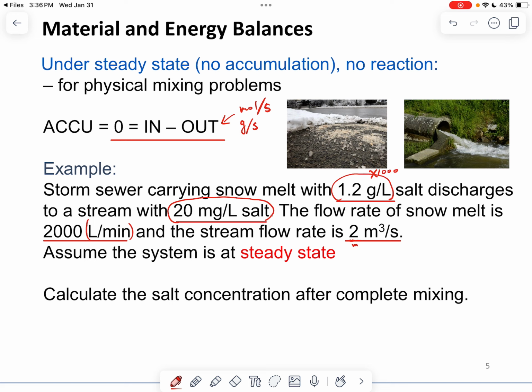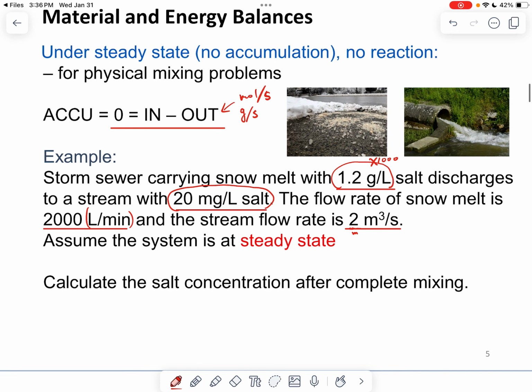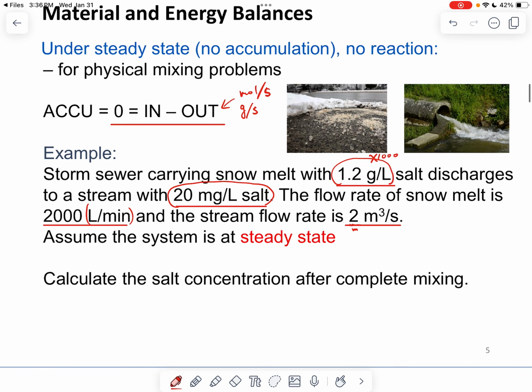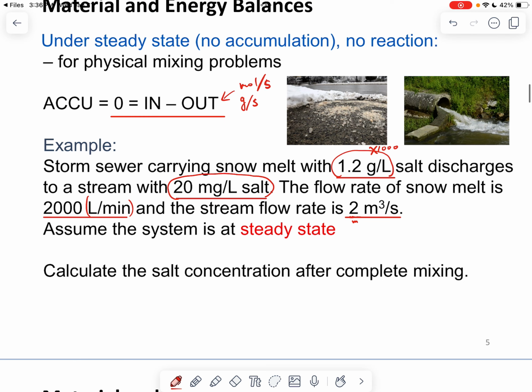So further, this problem assumes that the system is at steady state. And then if you look at what it's asking for, it wants you to calculate the salt concentration after the complete mixing. If you directly look at this problem, everything may look a little bit mixed up, right? So many conditions, so many concentrations and flow rates. So an easier way is to just draw a schematic diagram.